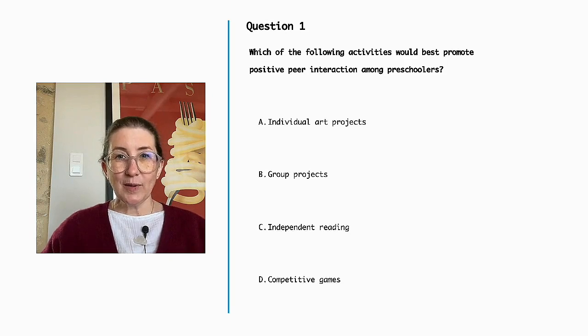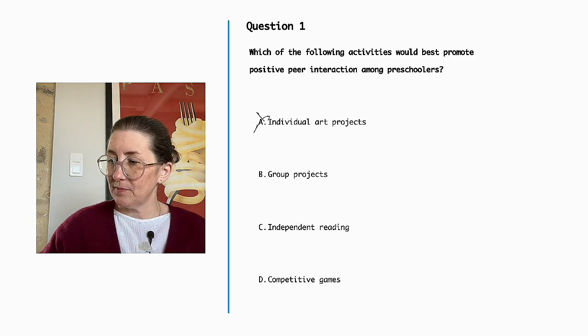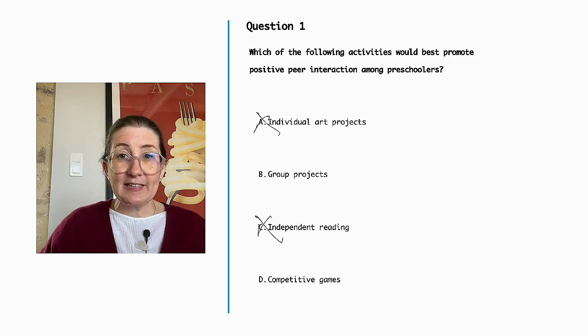Question number 1. Which of the following activities would best promote positive peer interaction among preschoolers? Individual art projects, group projects, independent reading, or competitive games? Both individual art projects and independent reading are solitary activities, providing limited opportunities for peer interaction. Competitive games can sometimes encourage rivalry rather than cooperation, which may not always foster positive peer interactions.